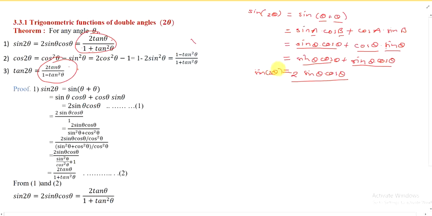Understood? It is too simple and too easy to prove this one. Now this is the first result, that is sin 2 theta is equal to 2 sin theta into cos theta. Now this result can be converted in terms of tan theta. Rewrite the given term, that is sin 2 theta is equal to 2 sin theta cos theta, and you know that 1 is always a multiplier and divisor for each number. So let us take the denominator to be 1.